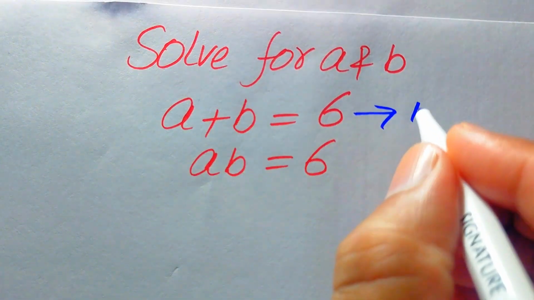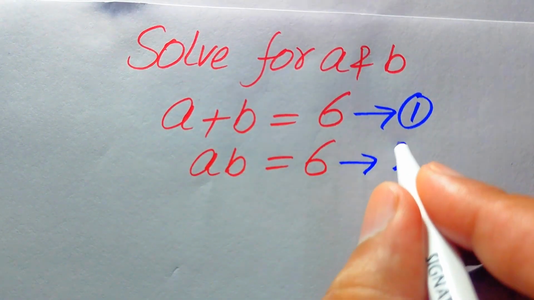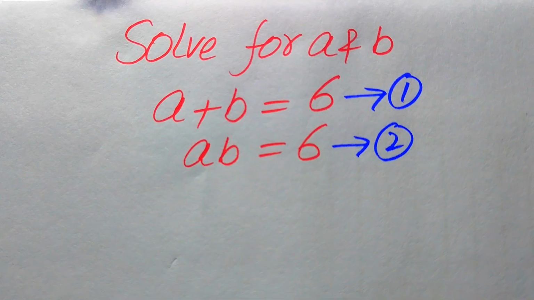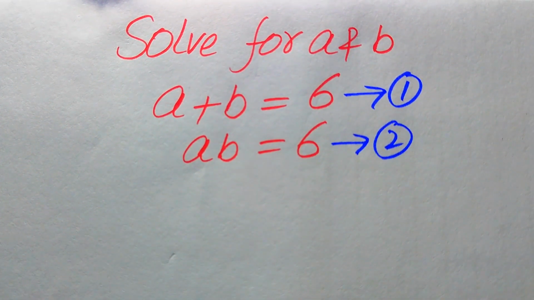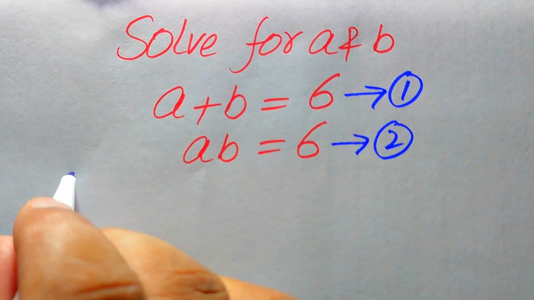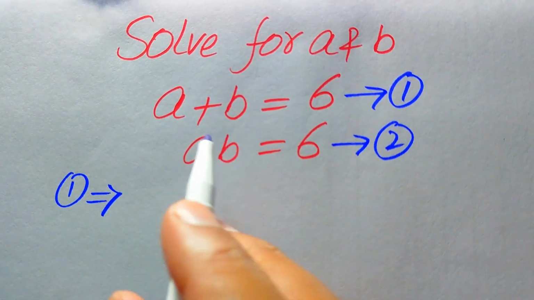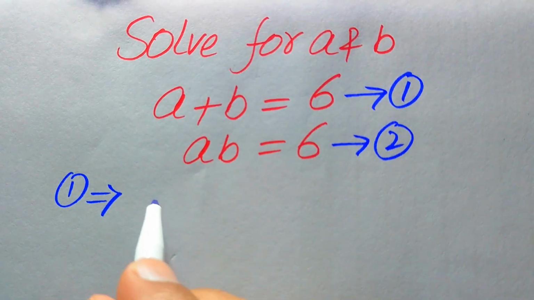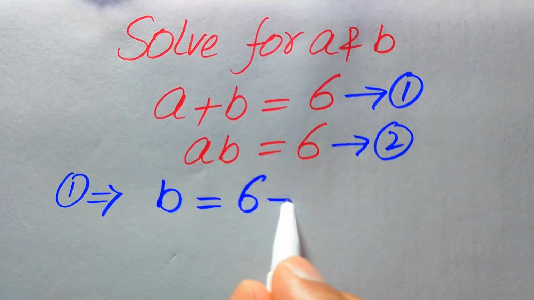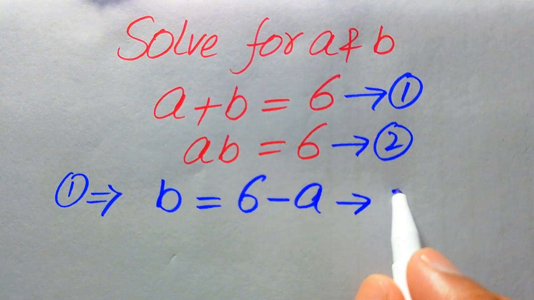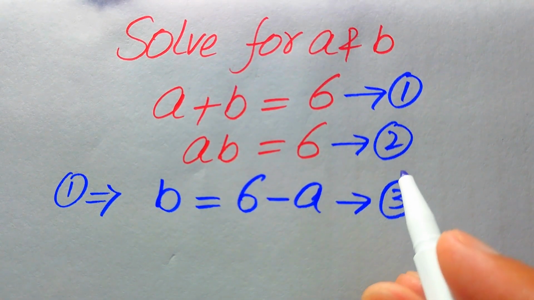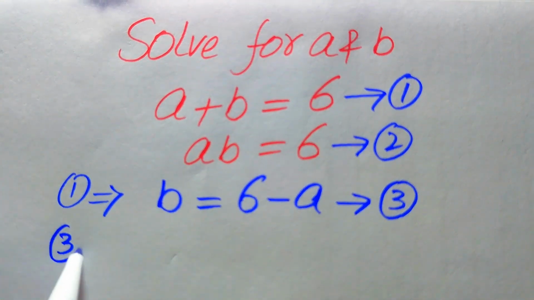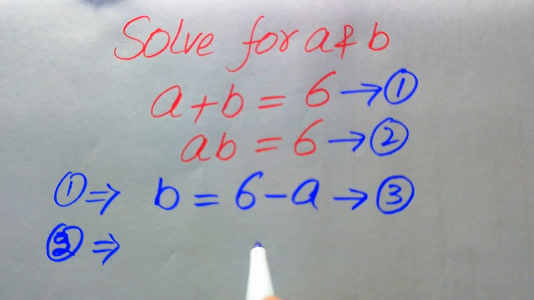First we call that this is our equation number 1 and this is our equation number 2. So we need to solve both of these two equations for the values of a and b. And now here we focus on equation number 1, and equation number 1 implies that we move the term a to the right hand side and we get the value of b is equals to 6 minus a, and we call that this is our equation number 3. So we use this equation number 3 in equation number 2, and we convert our equation number 2 into the form of variable of a.